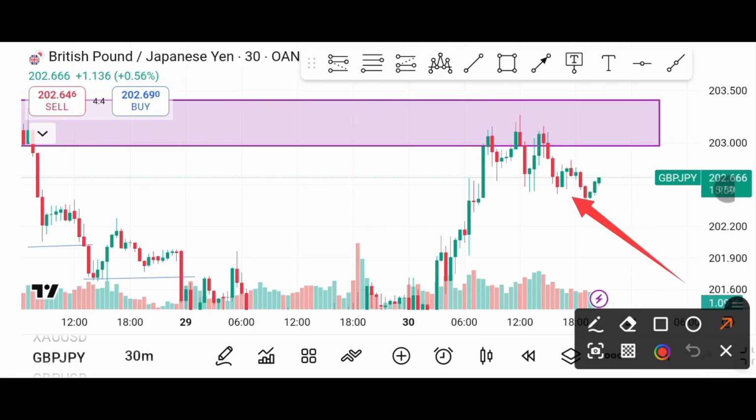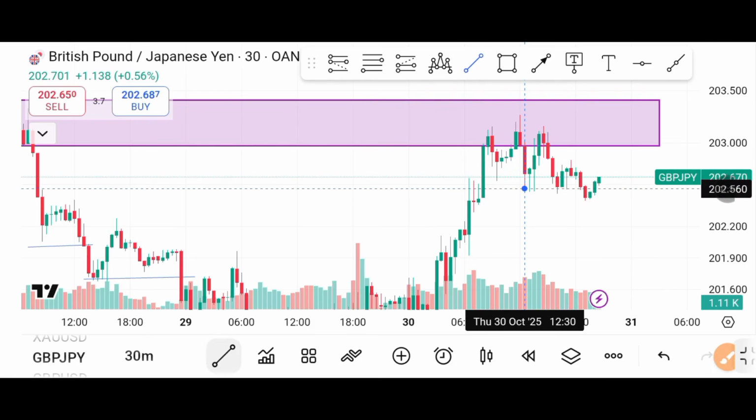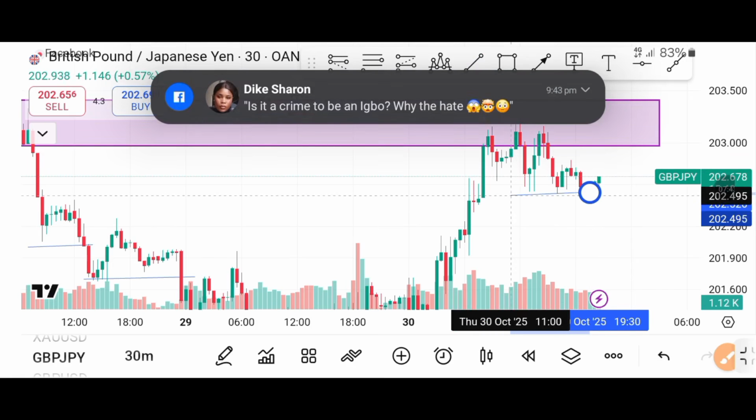We have breakout structure here. So price has given us the indication that it's still going bearish and not bullish. So what do we do? We mark out the breakout structures. Mark these breakout structures out. All right. Price is reacting to the breakout structure.